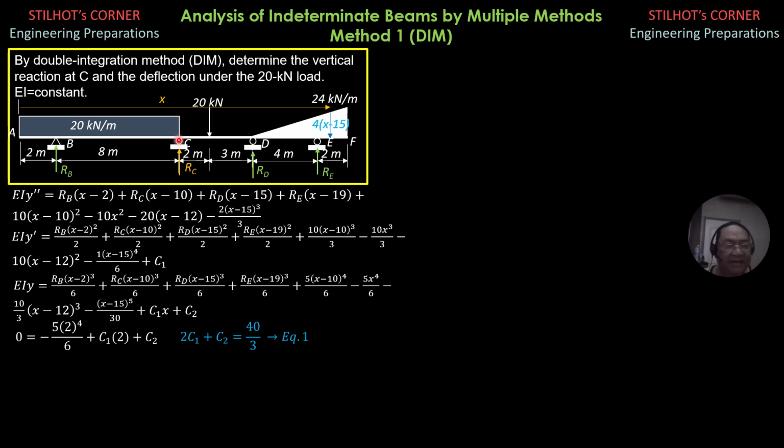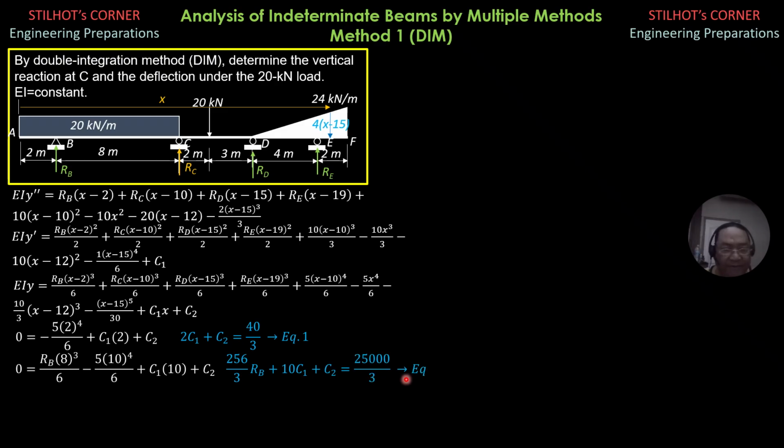Then x is 10 here at C, y is 0. So we have 0 equals R_B times 8 cubed over 6, minus 5 times 10 to the 4th over 6, then plus C_1 times 10 plus C_2. Simplifying, we have 256 over 3 R_B plus 10 C_1 plus C_2 equals 25,000 over 3. Call that equation 2.